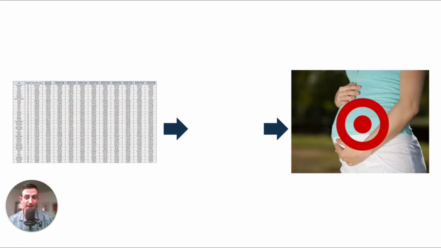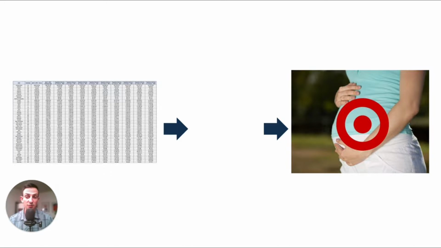On the far right-hand side, we have a list of customers who shopped at Target who are pregnant. On the far left, we have an image of a data table, or the data of customers who shopped at Target and their purchase history.